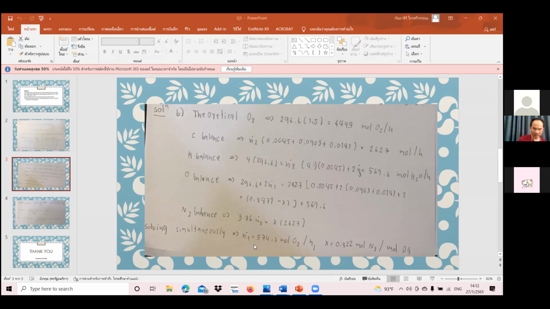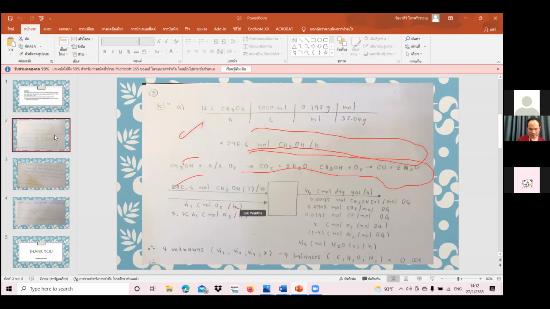Why, when you make the C balance, do you get this? Could you explain why you get this equation? What does this term mean? Why do you get it? Where is it from? Is it from here?